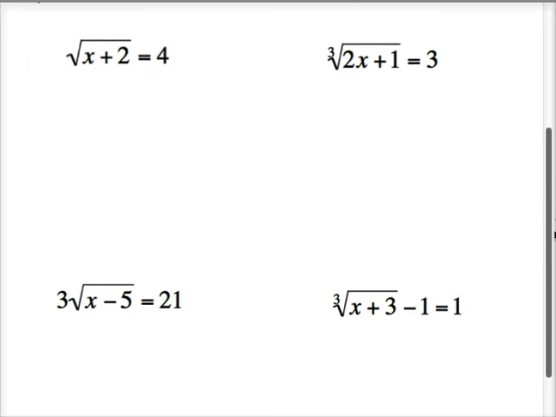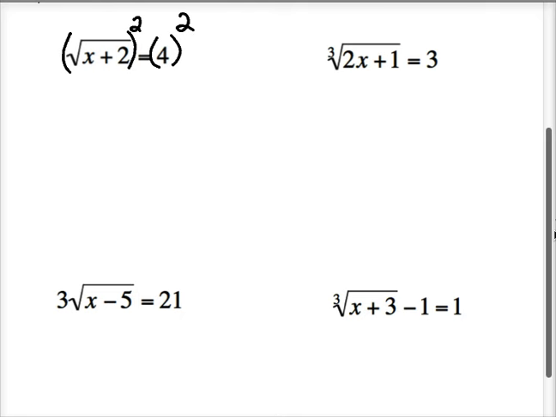So in our first example, it's actually pretty nice. The radical is already isolated. And remember, there's always a hidden 2 there. If there's nothing, it means it's a 2. So because it's already by itself, now that means I'm going to raise both sides of it to the power of 2.